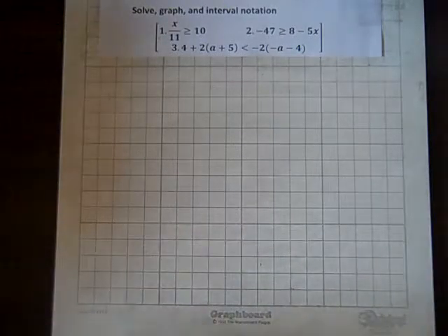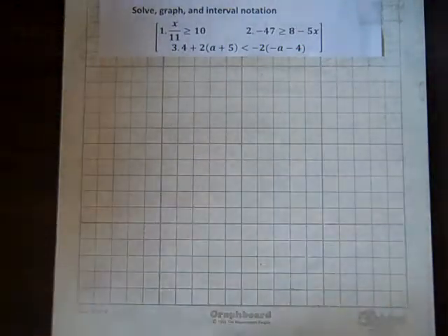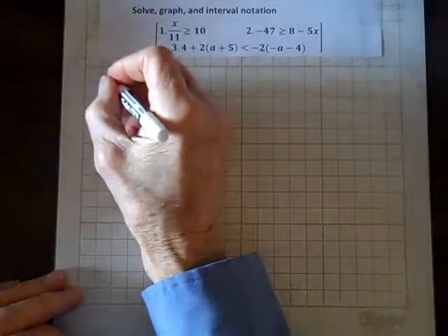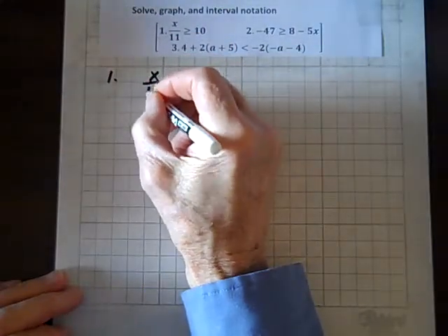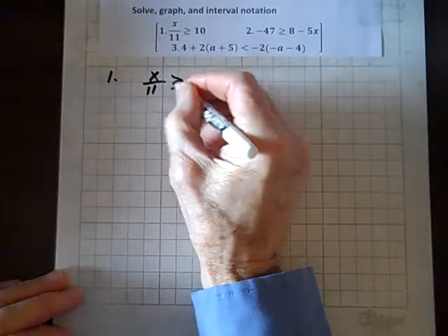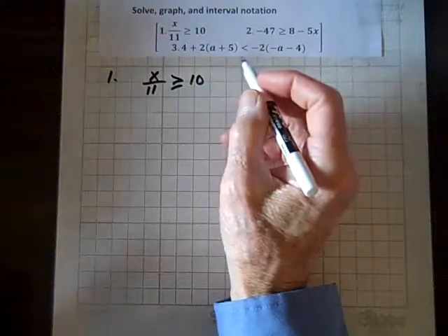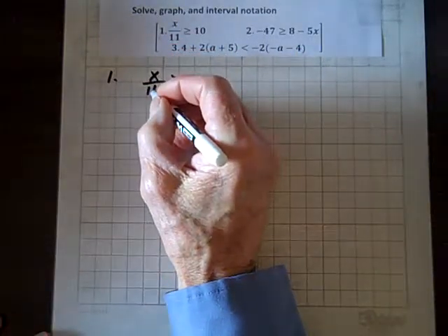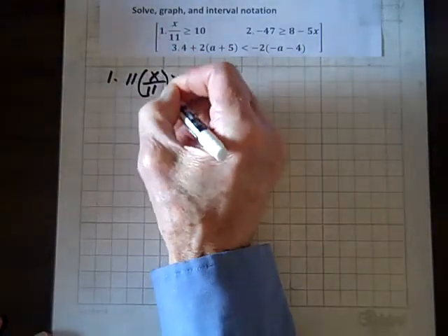Well, now we're going to graph inequalities and use interval notation to state the solution. So let's do number 1, and we've got x over 11 is greater than or equal to 10. To isolate x, that's our goal, we'll multiply both sides by the reciprocal of 1 over 11, which is 11.